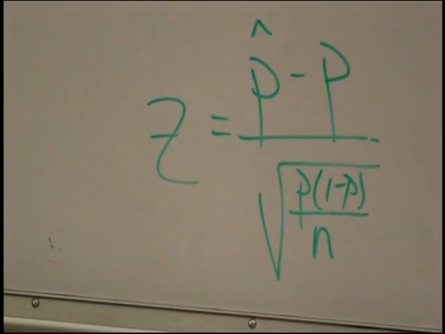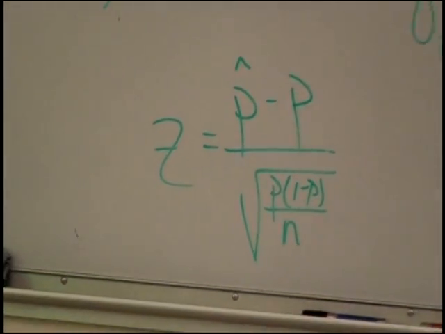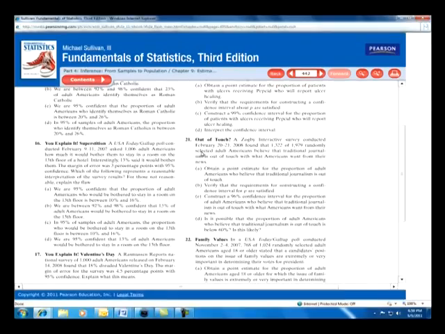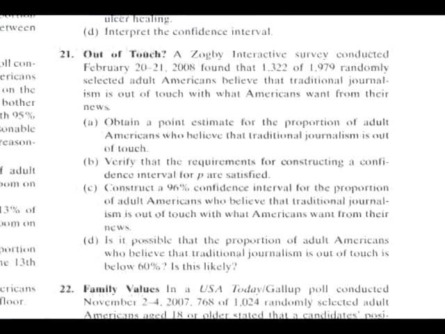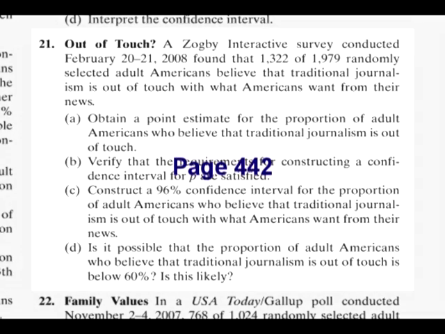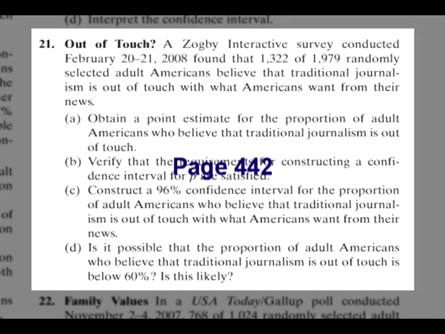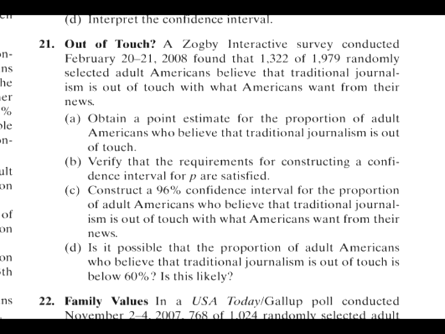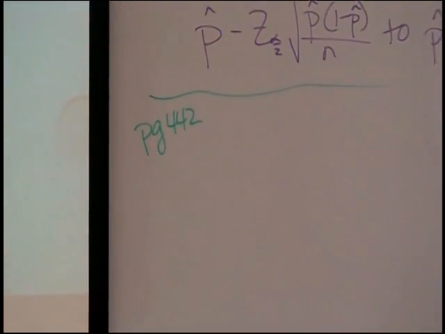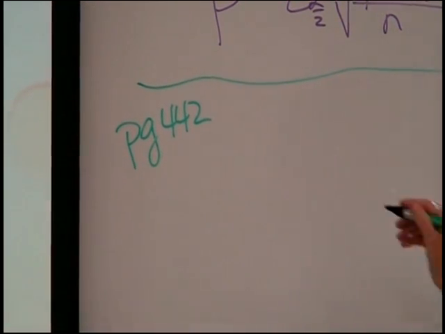Okay, so let's do a problem, and then we'll come back next time and look at it again. So I'm on page 442. Formulas are going to start getting a little uglier. 442, this is number 21.